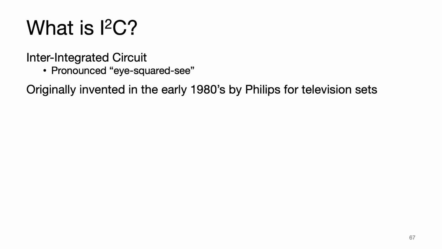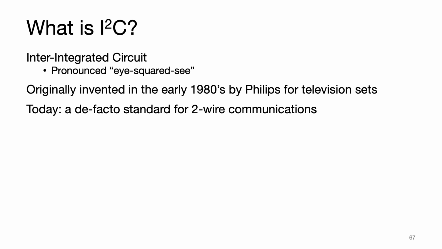It was originally invented by Philips in the 1980s for television sets. They needed a compact, easy to use, low-cost way to talk back and forth through their TV peripherals. So they had a controller, and then they needed to talk to all their chips. For their own purposes, they invested the money into developing this. Today, it's the de facto two-wire communication interface.